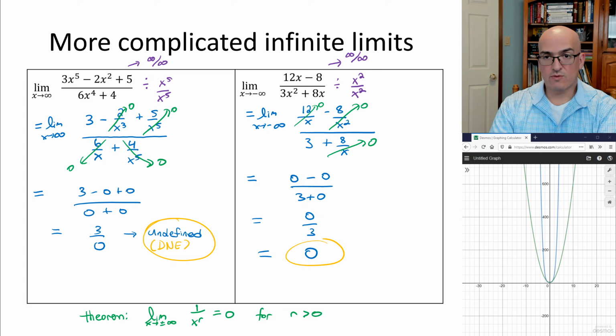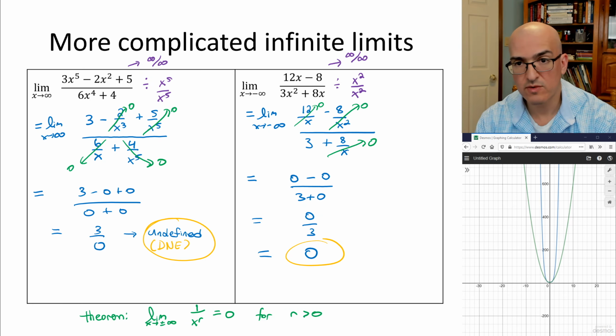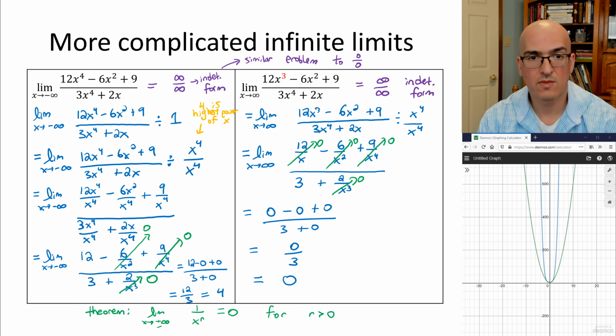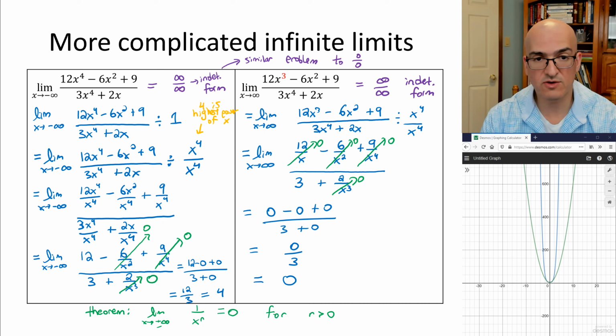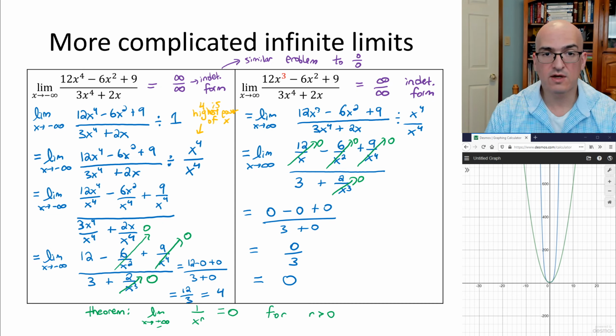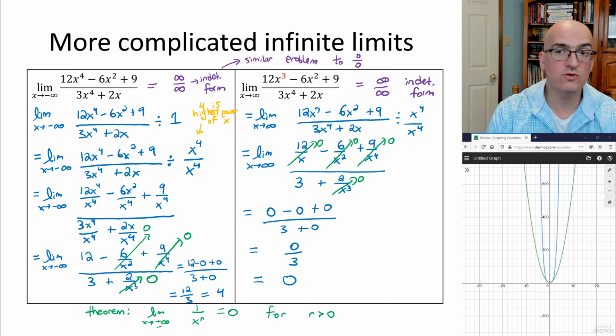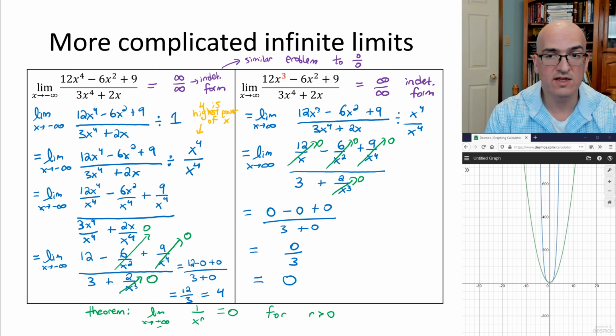Our answer was 0, which is perfectly defined, and the highest power of x on top is x to the power 1, highest power of x on the bottom is x to the power of 2. So the bottom is stronger, and the answer is 0. Look at the next one. On the right-hand side, highest power is 3 on the top, highest power is 4 on the bottom, and the answer is 0. So the bottom having a higher power of x means that the value of the limit when x goes to infinity or minus infinity will be 0.